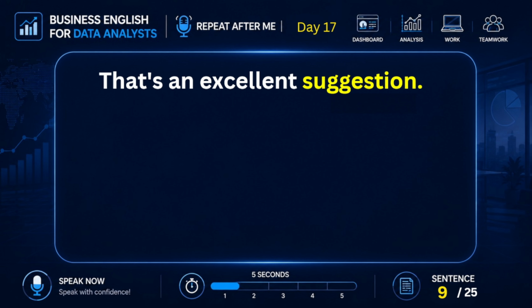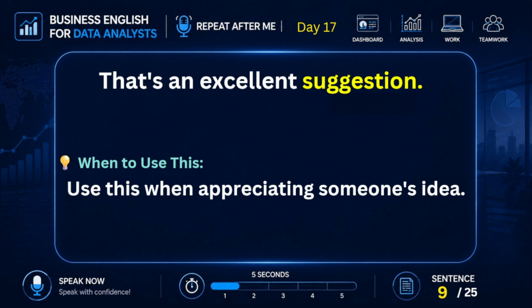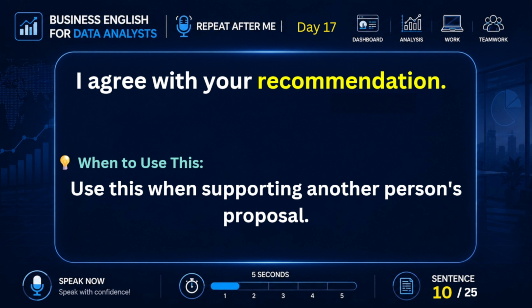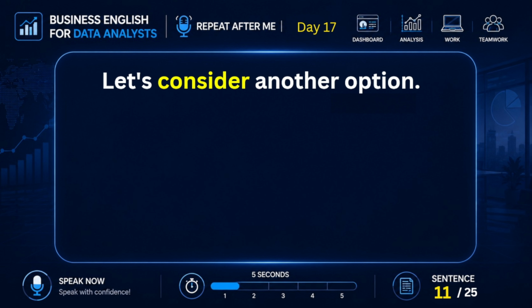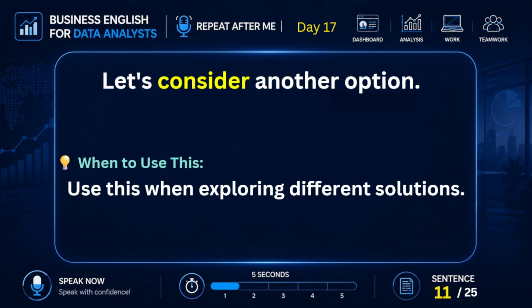That's an excellent suggestion. Use this when appreciating someone's idea. I agree with your recommendation. Use this when supporting another person's proposal. Let's consider another option. Use this when exploring different solutions.